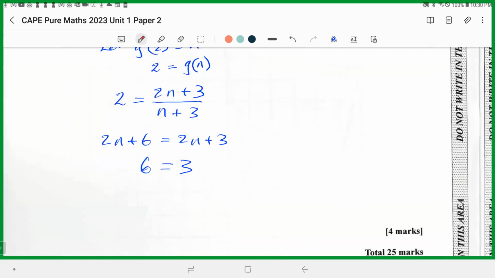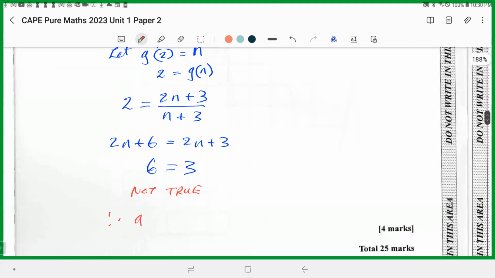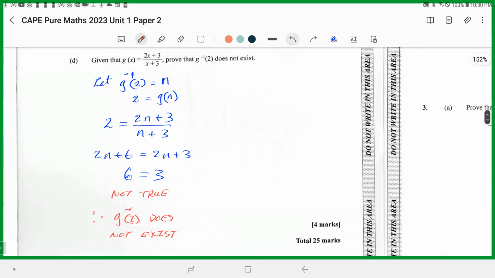This is not true. You're getting something that is not true. Because I get something that is not true, we can therefore conclude that g to the minus 1 of 2 does not exist. I think that's a good enough way to do it, 4 marks. Or let's do it another way now.